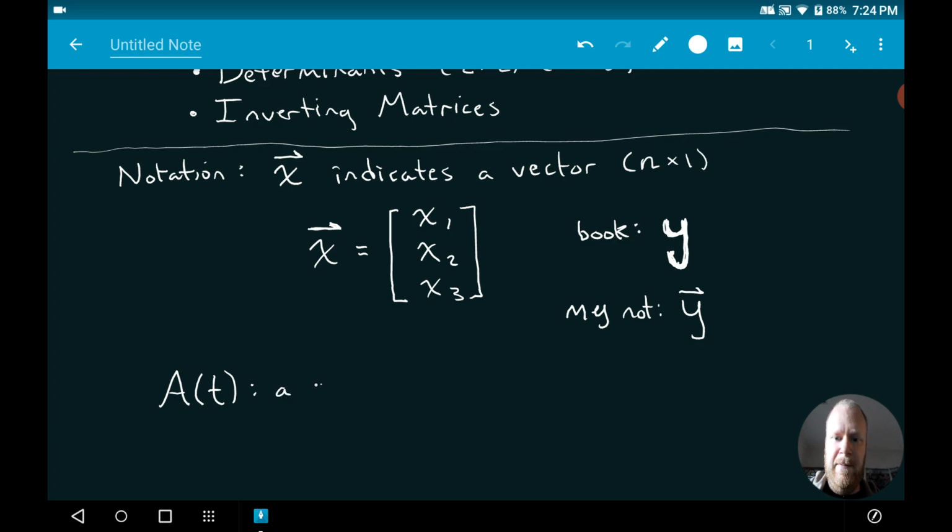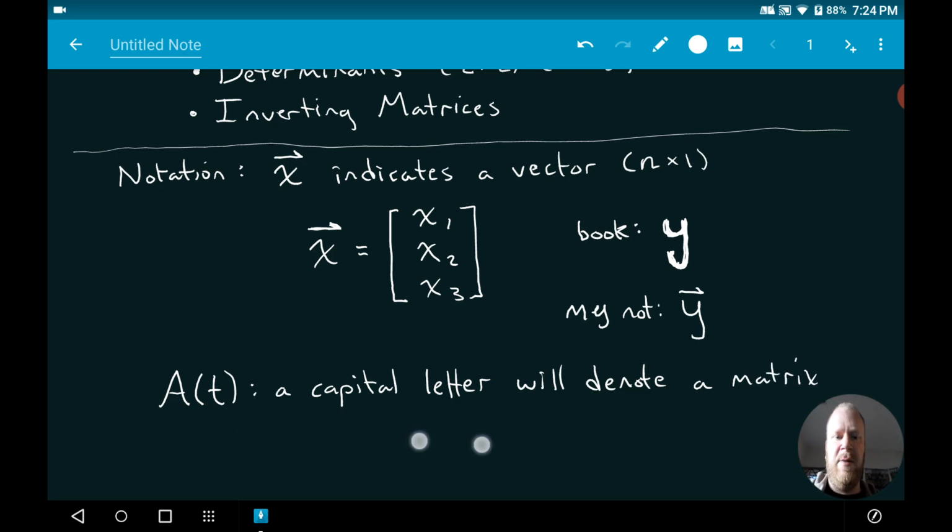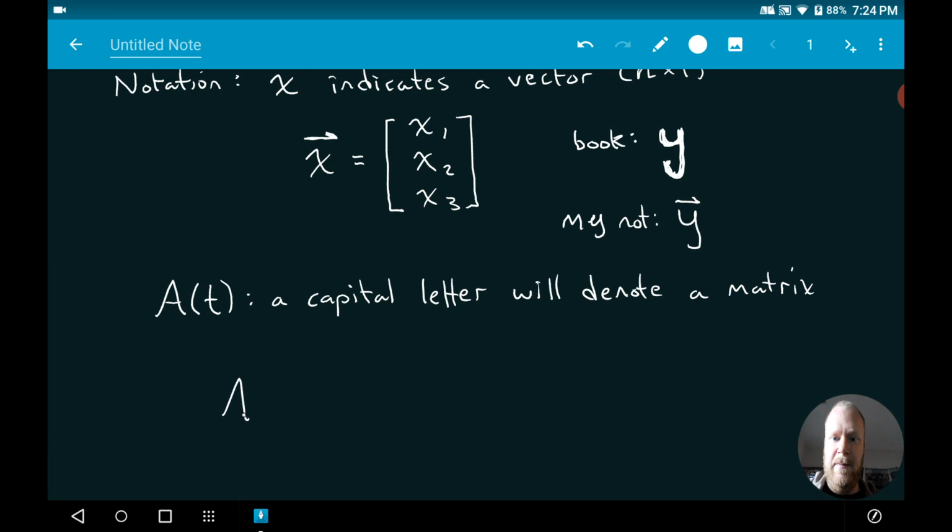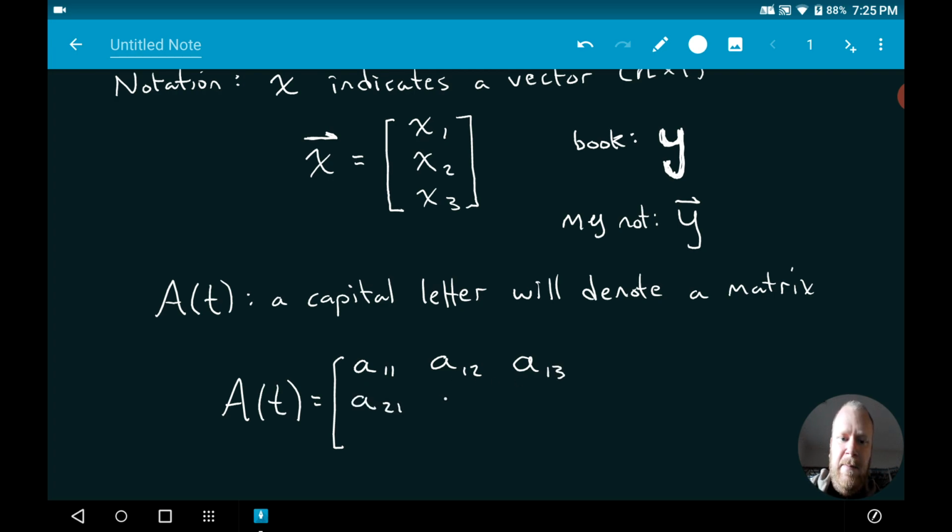A capital letter like this capital A here will denote a matrix in this chapter. And the input's going to be t there. So the convention for naming the elements of this, I'll start with a 3 by 3. So in the top left corner we have A11, A12, A13, so on and so forth.